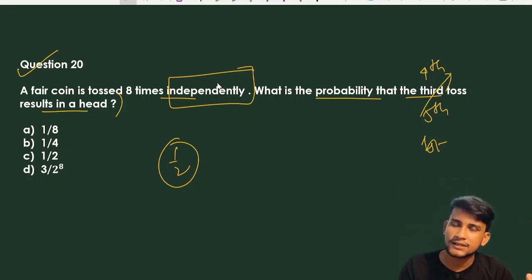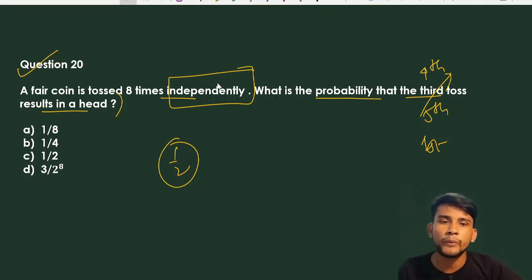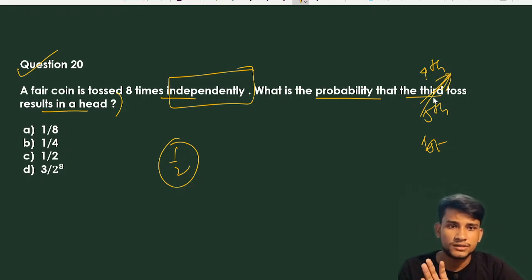For the second toss that also holds, the probability of getting heads is half, and the probability of getting tails is also half. So it does not matter what the number of the toss is, whether it is the third toss, the first toss, or the fifth toss. The answer is clearly half, since the tosses are independent.